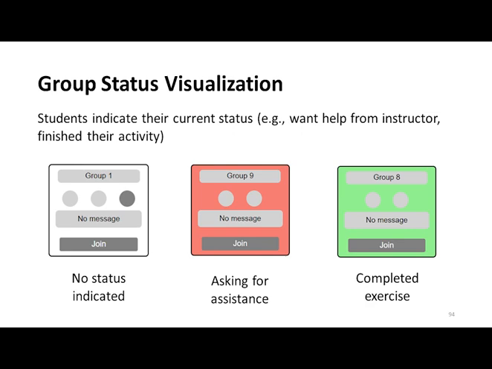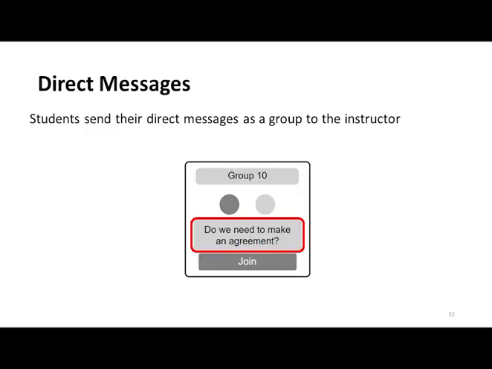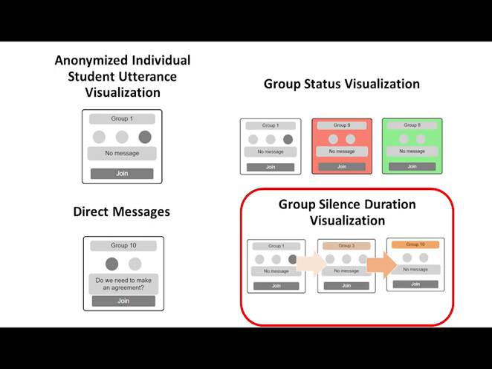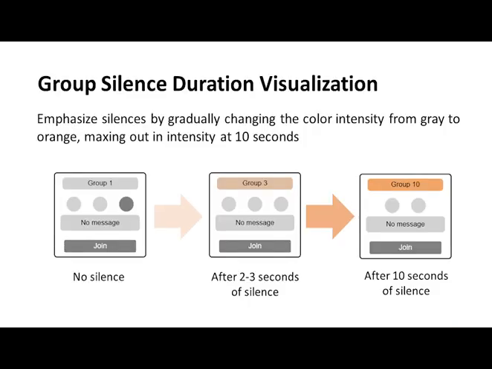Group status visualization. Groupnamics presents statuses sent by students to the instructor. The background color of their corresponding box indicates different statuses. Red for asking for assistance from the instructor, and green for notifying the instructor when the group has completed the discussion activity. Direct message. Groupnamics presents the instructor with unidirectional messages from the students to the instructor. Group silence duration visualization. Groupnamics presents the instructor with information on group silence duration and frequency.